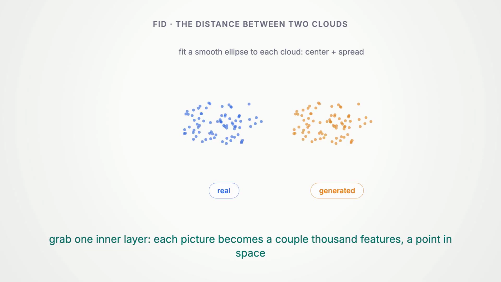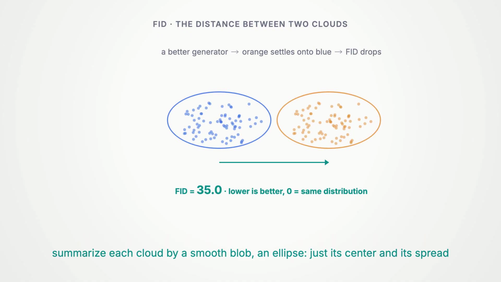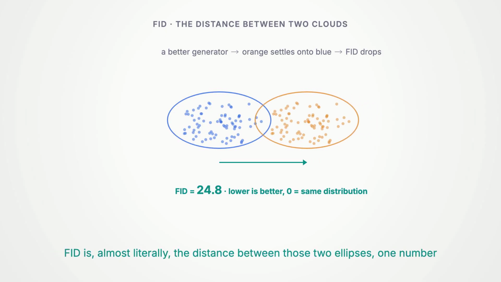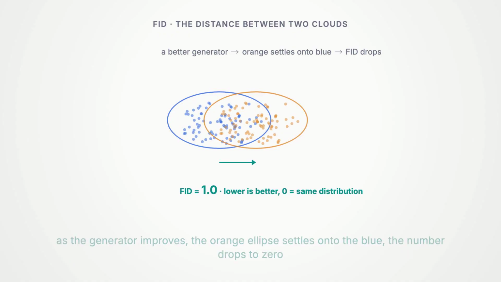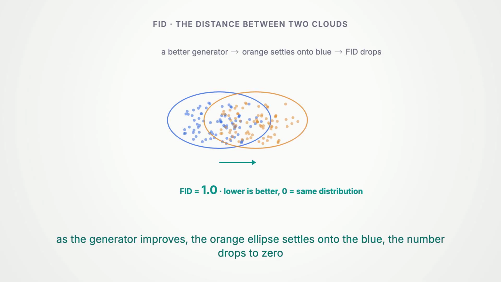Then comes the clever shortcut. Instead of comparing the clouds point by point, which is impossible at this scale, you summarize each cloud by a simple shape. You fit a smooth blob to it, an ellipse, described by just its center and its spread. FID is almost literally the distance between those two ellipses. One number. As the generator gets better, the orange ellipse slides over and settles onto the blue one, and the number drops towards 0. Lower is better. 0 would mean the two clouds are statistically the same.